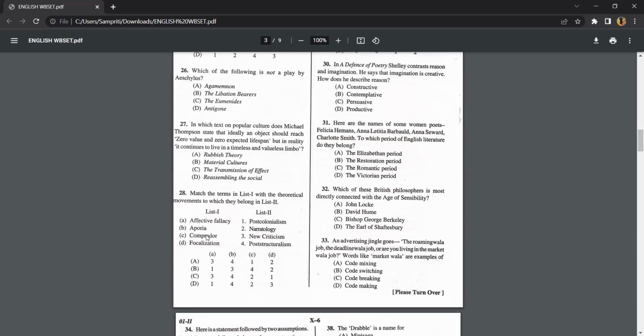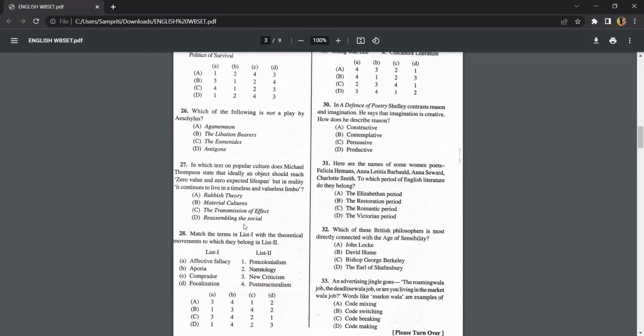C, comparator, I don't know about it. Let's leave it. Focalization should be related to narratology, so focalization is option D, 2. Okay, we got it. Option A is the correct answer. So C1: comparator is related to post-colonialism. All right, learned it.